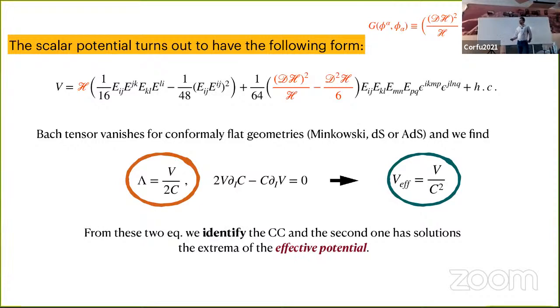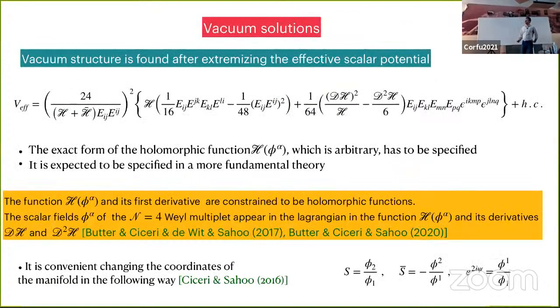And this equation is satisfied at the critical points of a function, which is defined as the ratio of the potential over the function c squared that I defined in previous slides. And this function, we call it V effective. So by extremizing the V effective, we will find the solution of these equations. And also we find the minima of the potential of the conformal supergravity. So the V effective has this form.